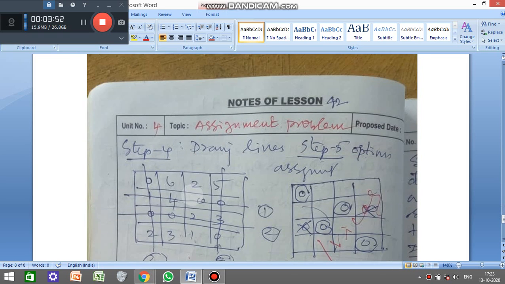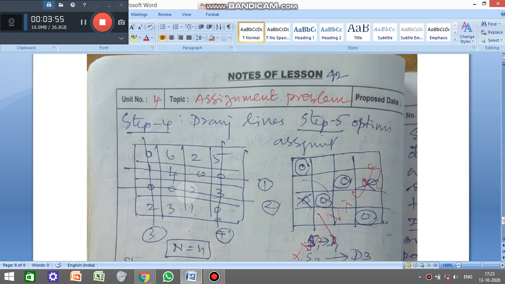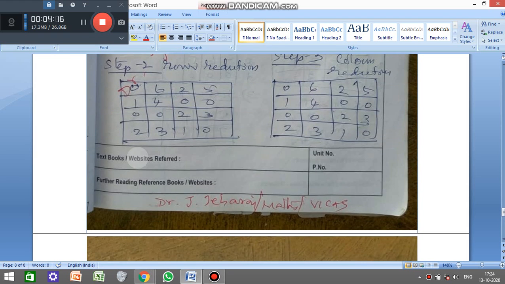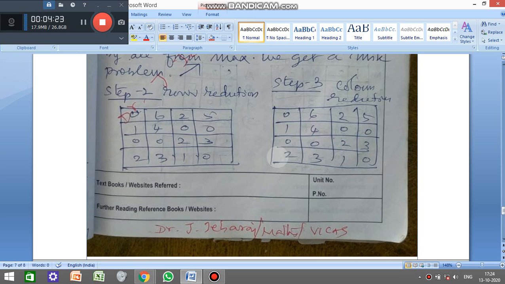Now come to step number 4, drawing the lines. Through the maximum number of zeros we have to draw the lines. Okay, you take 4 zero occurring rows or columns. Here there are no 4 zeros anywhere in any rows or any columns. Am I correct? The second one is 3 zero occurring rows or columns. Now there are no 3 zero occurring rows or columns. Am I correct? So only 2 zero occurring rows or columns are there.